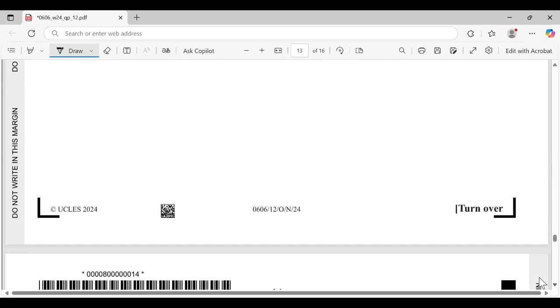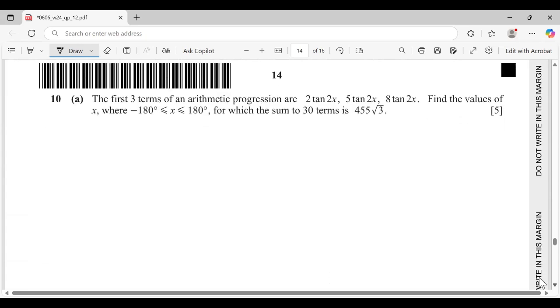Next question, 10. The first three terms of an arithmetic progression are 2 tan x, 5 tan x, 8 tan x. Find the values of x, where x is in the interval minus 180 to 180, for which the sum of 30 terms is 455 square root 3.